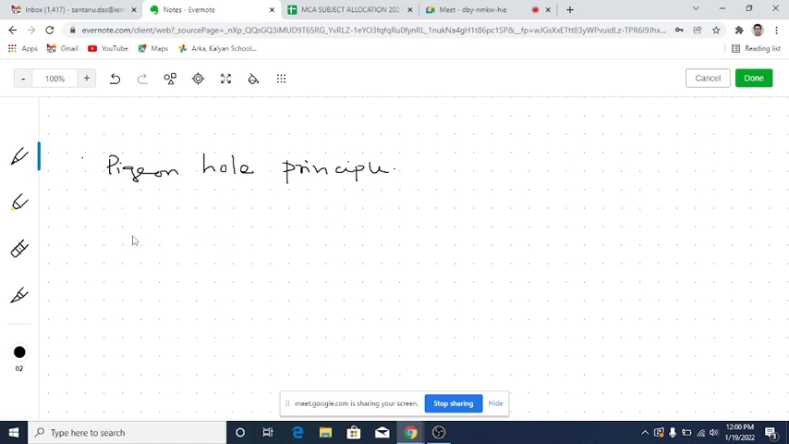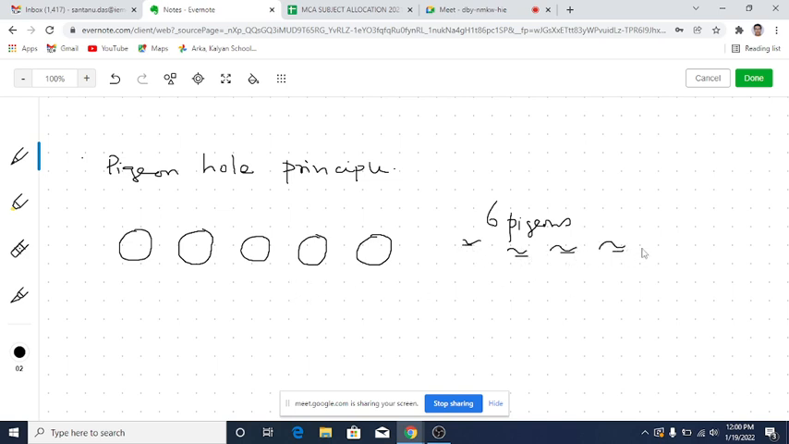What is it saying? Say for example there are 5 vacant places or 5 holes, and there are 6 pigeons. So this is a pigeon, and there are 6 pigeons. Here the problem is each pigeon can be in one hole. One hole is their nest, so there a pigeon can stay.